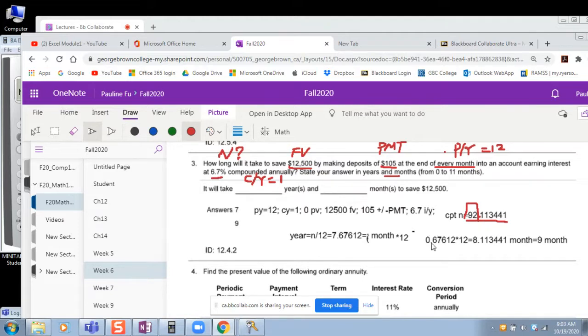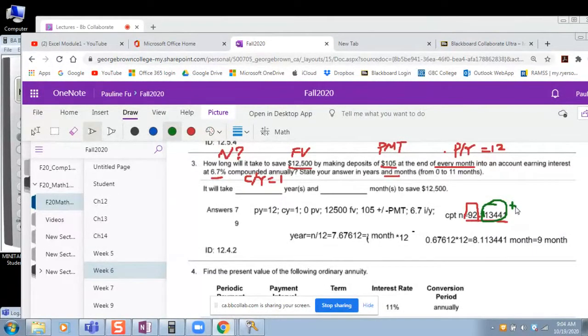You take the decimal. You need to convert it to months. So use this decimal part times 12. This decimal, 0.1134, multiplied by, this is years. You have to divide by 12.